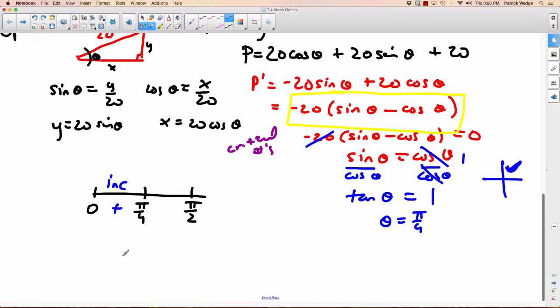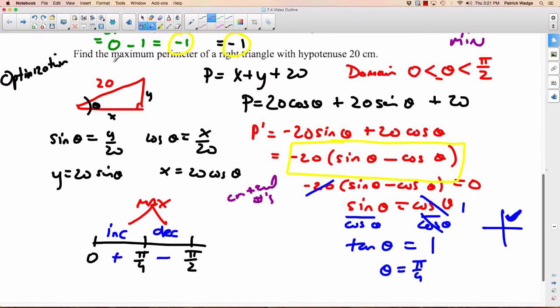So sine 60 is root 3 over 2. Cosine 60 is 1/2. It's just kind of the same thing but reversed. So this time you've got a big minus a small. You're going to have a positive times this negative right here. You end up with negative. This is decreasing. So what does it mean when something increases and then decreases? It means you have a maximum. And that's what you wanted to find. You wanted the maximum perimeter.